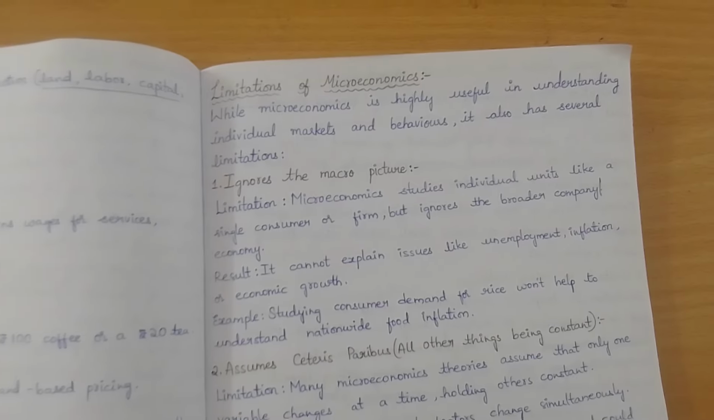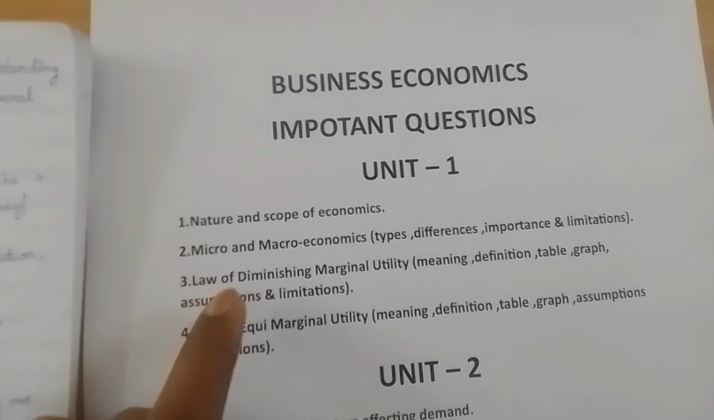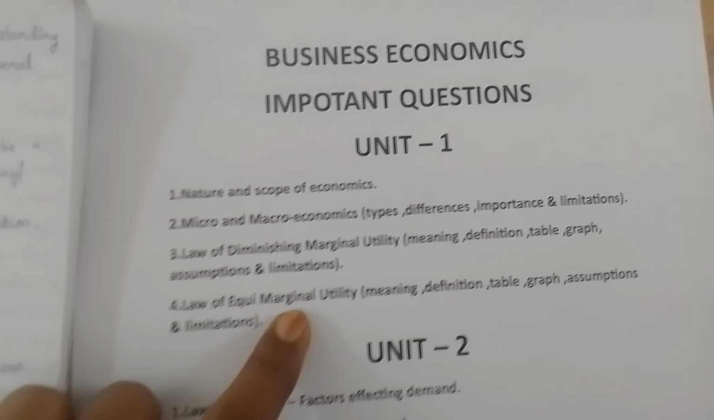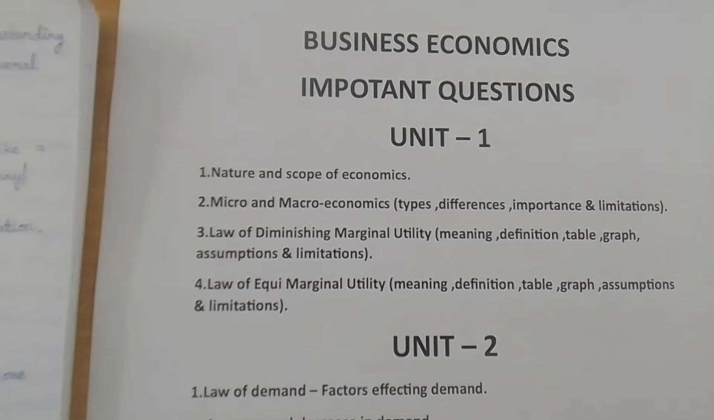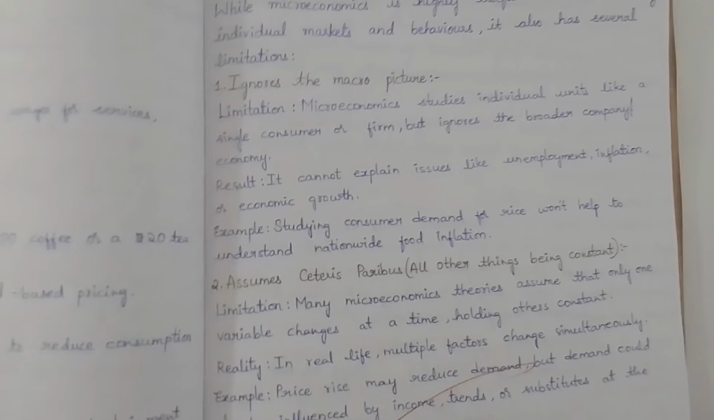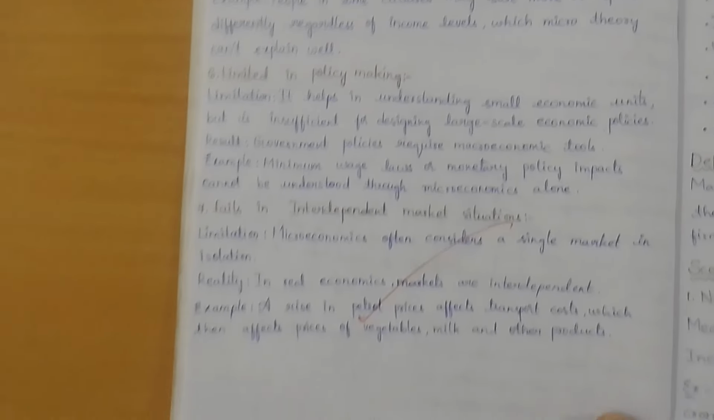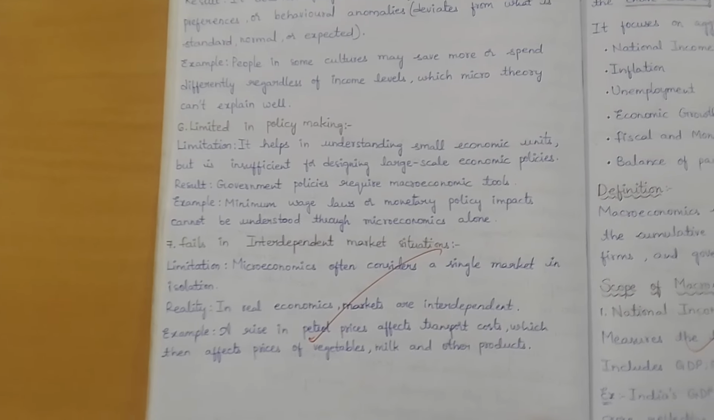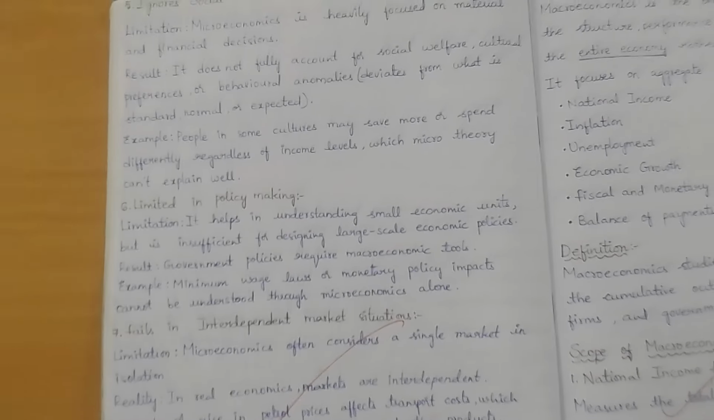Moving on to the limitations of microeconomics. Like I've told you here, you can be asked with anything. Micro and macroeconomics, types, differences, importance and limitations. So you will have to be prepared with these concepts. Moving on to the limitations of microeconomics, you will have to know these points. Out of 7 you can write any 5, that would be more than enough, and everywhere I have included examples for your better understanding.